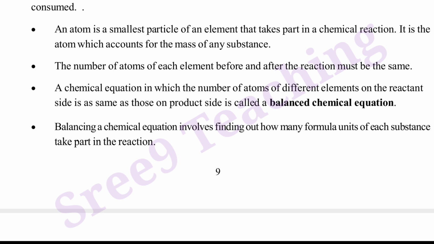Okay, now the second point: the number of atoms of each element before and after the reaction must be the same. Before the reaction the number of atoms, and after the reaction the number of atoms on the right-hand side, should be the same. Then it is called a balanced equation.